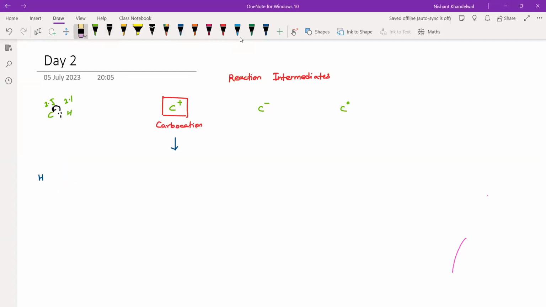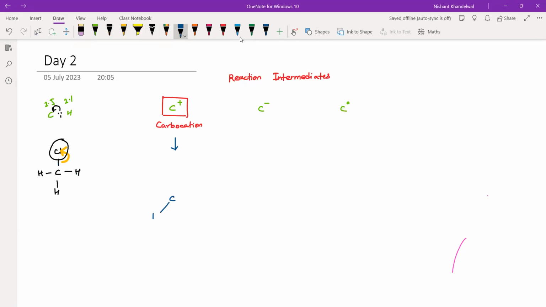But if this is the possibility, suppose carbon is having hydrogen, hydrogen and hydrogen, and I have Cl here, and if this Cl goes away because Cl is more electronegative, then I can have carbocation, correct? So the attaching group should be more electronegative than carbon, so that carbocation can be formed. Okay. So once the carbocation is formed, it looks like this.